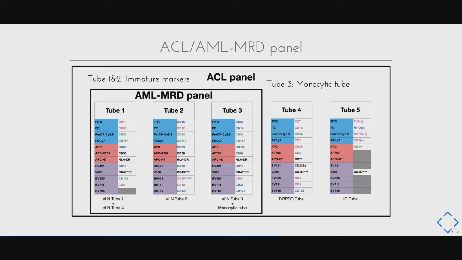Tube 1 and 2 include some early differentiation markers like CD38, HLA-DR, CD133, and also lineage markers like CD7, CD2 in tube 1, and CD19, CD22, CD10 in tube 2. And tube 3 includes monocyte maturation markers, which are very specific for monocytic differentiation type of AMLs.